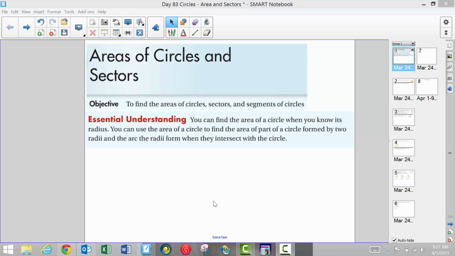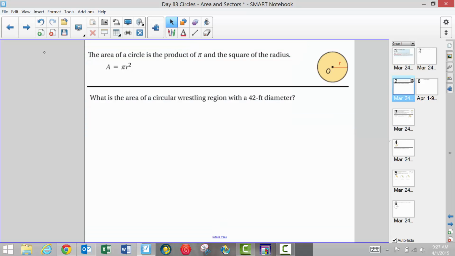Today's lesson is on areas of circles and sectors. Our objective is to find the areas of circles, sectors, and segments of circles. You should already know the area of a circle formula, which is area equals pi r squared. So if you want to find the area of the entire circle, again, it's area equals pi r squared.